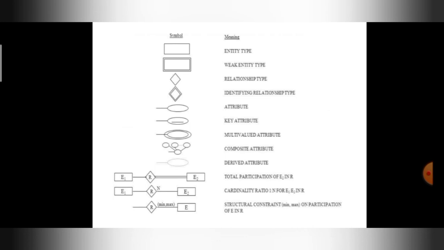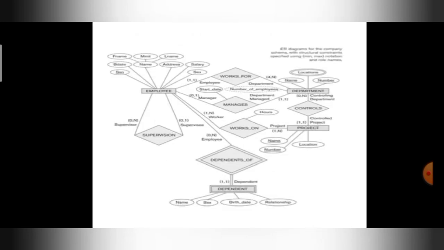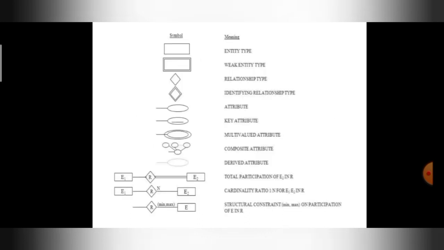Next, key attribute. For example, in an employee, SSN is the key attribute. For a department, name is the key attribute, number is the key attribute. The key attribute is represented using an oval, but you should use an underline along with the oval for the key attribute. That is the notation.